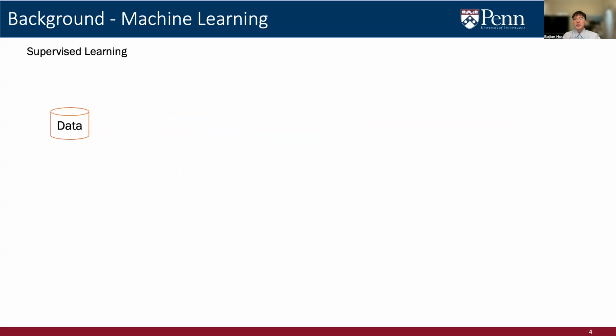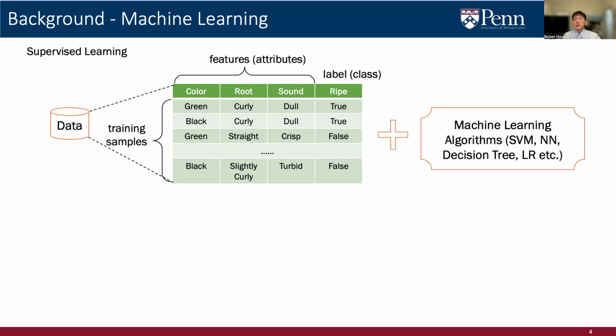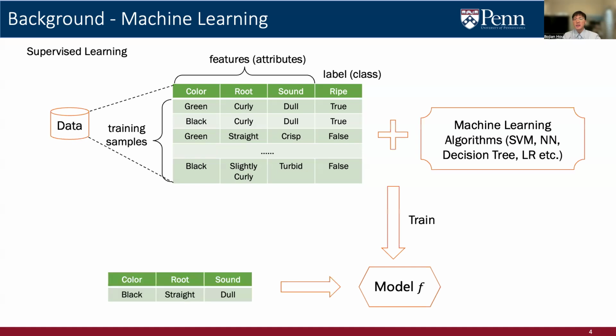In a particular supervised learning scenario, we first have a data set, and each sample here is a watermelon. Each watermelon is described by three features: color, root, and sound. The last column is the label indicating whether the watermelon is ripe or not. Given this dataset, we can use machine learning algorithms such as support vector machine, neural network, decision tree, logistic regression, etc. to train a model F. Then, given a new watermelon whose color is black, root is straight, and sound is dull, the model F classifies it as ripe.